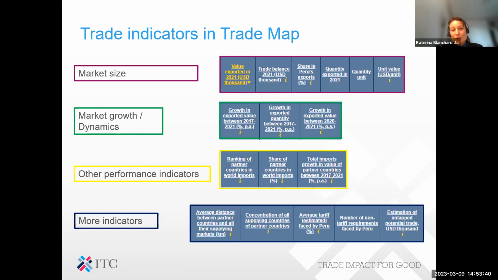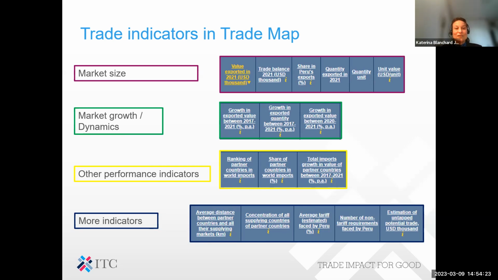And here, I would like to draw your attention to the concentration indicator. The concentration indicator tells us how concentrated the market is. Are there many small suppliers in that market? For example, is the Netherlands importing fresh grapes from many countries, and the quantities imported from each country would be rather small? Or are the imports dominated by one or two main partners? So that is something we will find out through the concentration indicator.